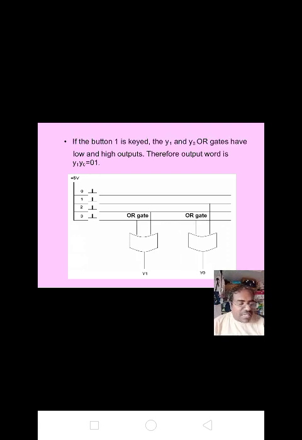If the button 1 is keyed, then y1 and y0 OR gates have low and high outputs. Therefore, output word is y1, y0 equal to 0, 1. If the button 2 is keyed, then y1, y0 OR gates have high and low output. Therefore, the output word is y1, y0 equal to 1, 0. Please write this in your notebook.